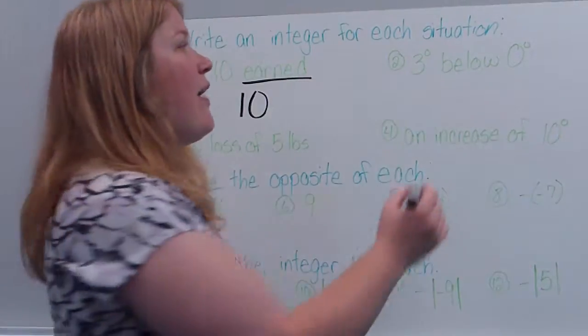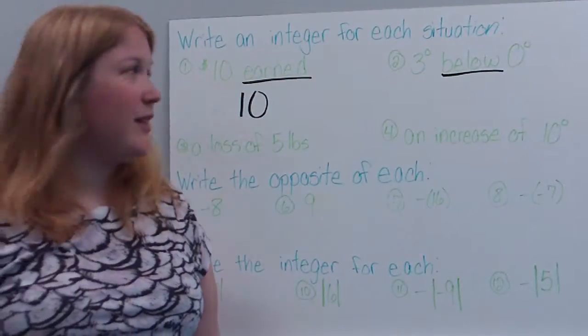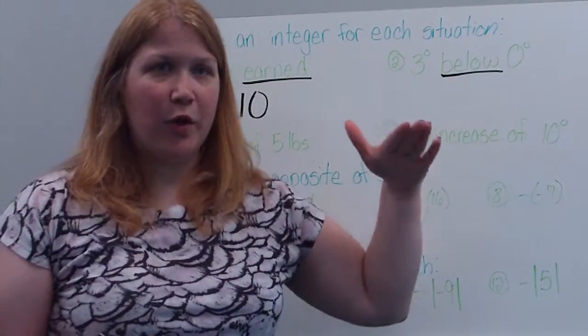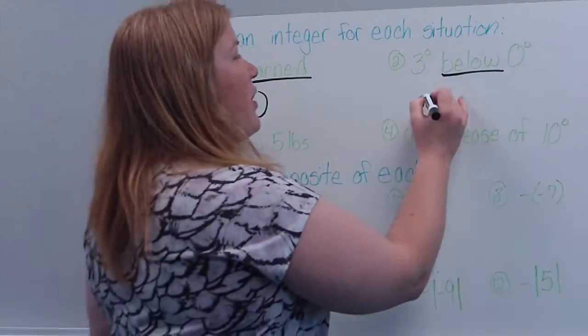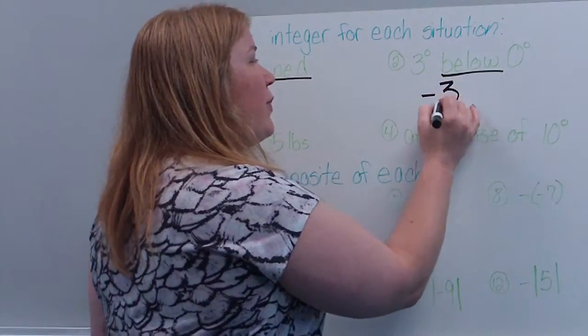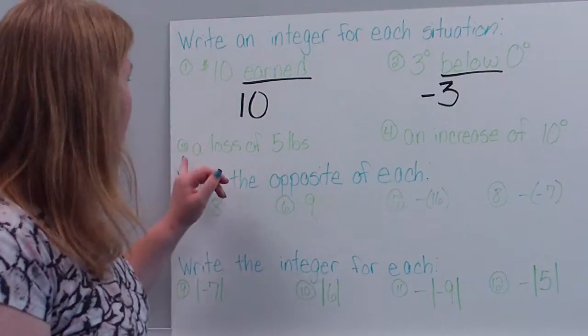All right, over here, I have 3 degrees below 0. Below tells me that it's going to be a negative integer. Below means I'm going down or I'm going backwards. It's going to be less than 0. 3 degrees below 0 would be a negative 3, how I would represent that with an integer.